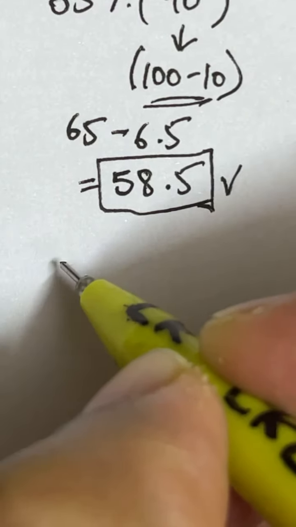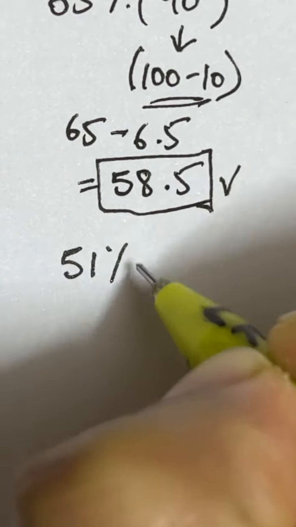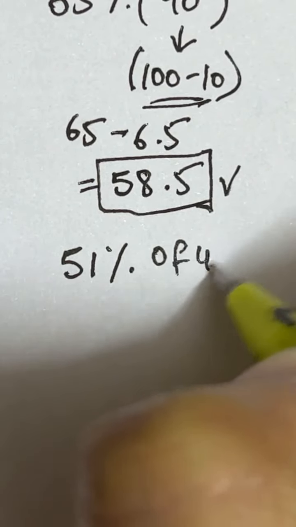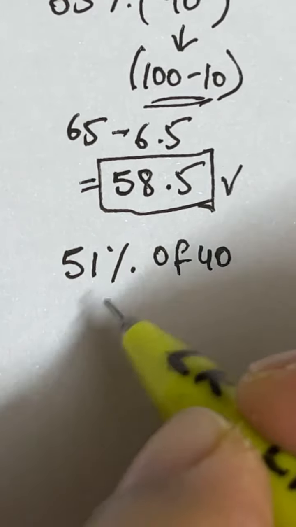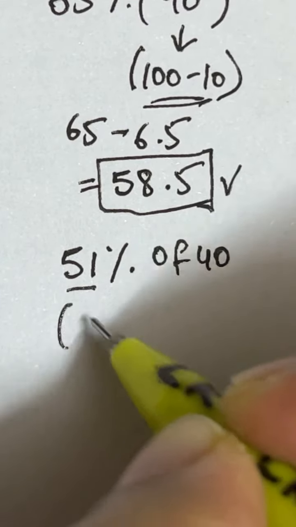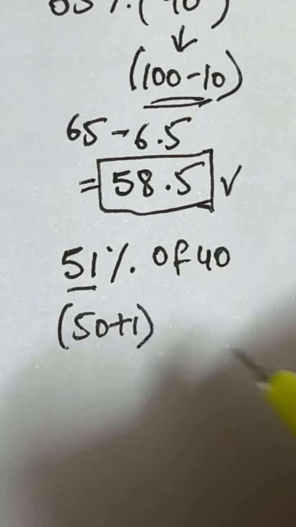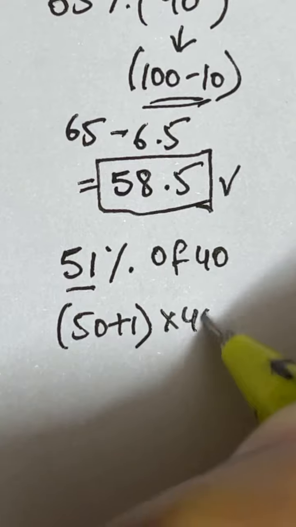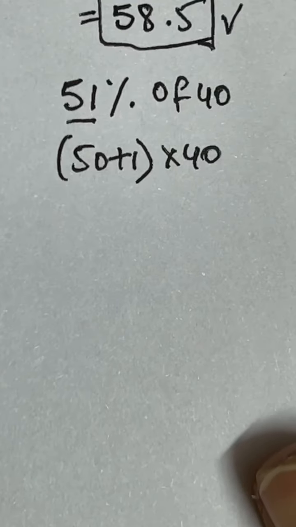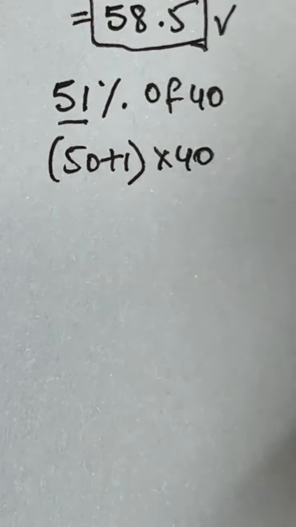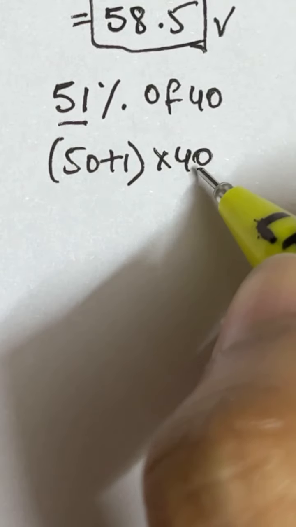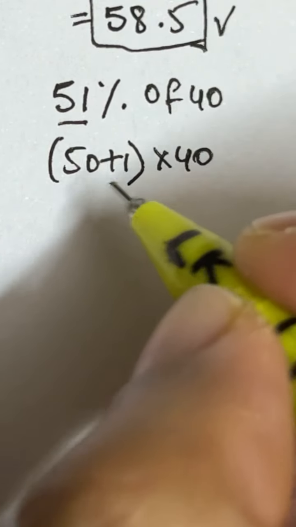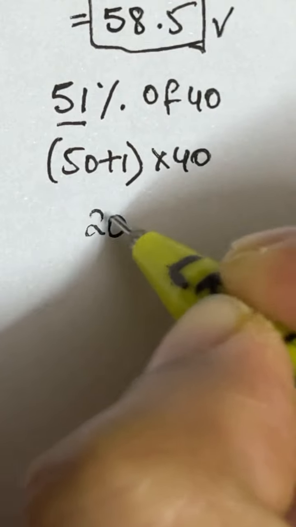Okay, let's see another example. If you have 51% of 40. So 51%, you can split 51 as 50 plus 1. 50 plus 1 of 40. Let's see now. What is 50% of 40? 5 times 4, that's 20. So I'm going to write that 20.